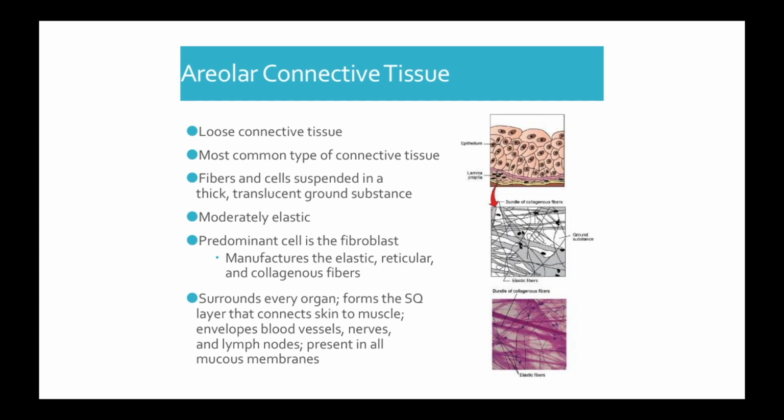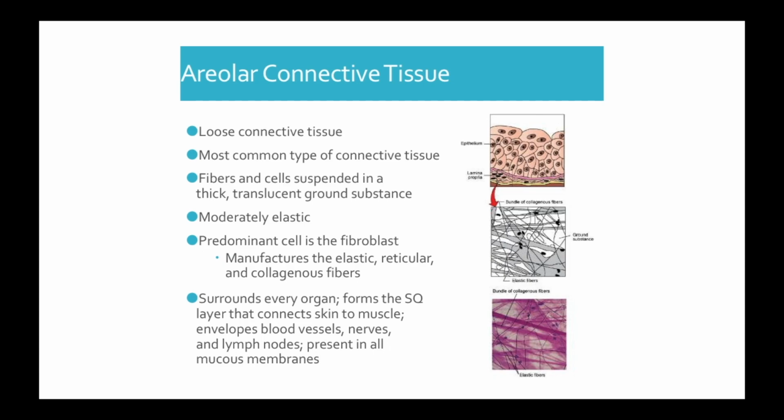Areolar connective tissue is loose connective tissue, the most common type of connective tissue in the body. Fibers and cells are suspended in a thick, translucent ground substance, moderately elastic, and its predominant cell is the fibroblast. This manufactures the elastic, reticular, and collagenous fibers. Areolar connective tissue surrounds every organ and forms a subcutaneous layer that connects skin to muscle.